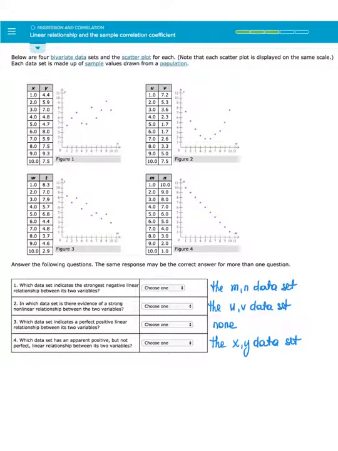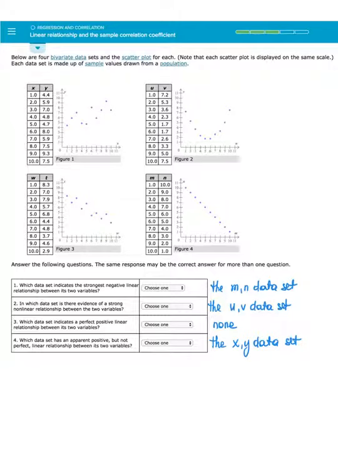Part 2. In which dataset is there evidence of a strong non-linear relationship between the two variables? Look at all four scatter plots. Do you see that in figure 2 we have a curve shaping up here like a parabola? So this is a pretty strong pattern, but it's not linear. So we are going to say that the UV dataset is a good fit for this question.